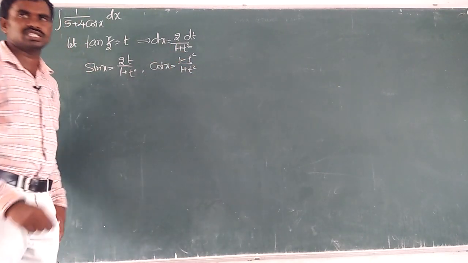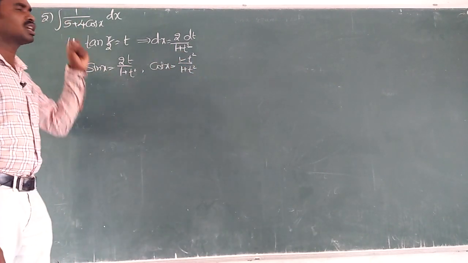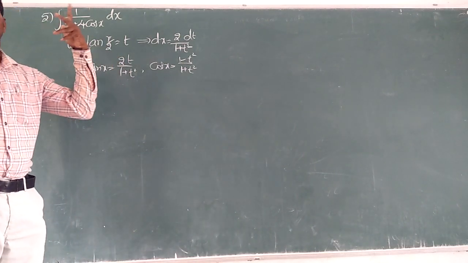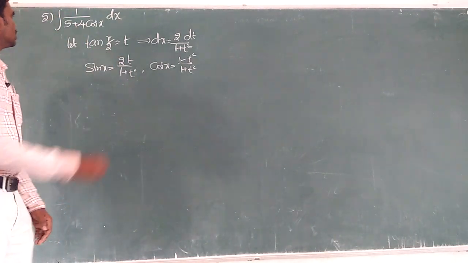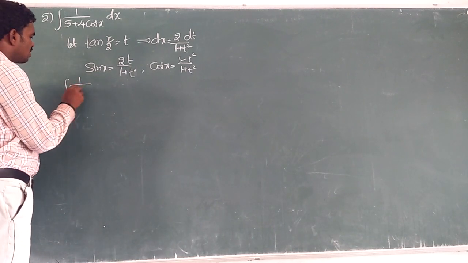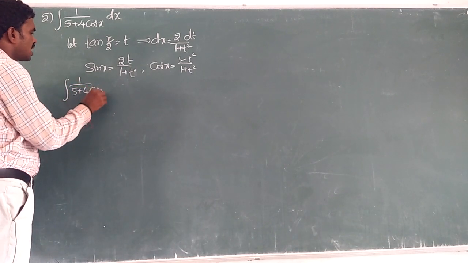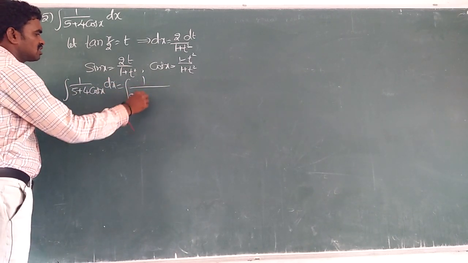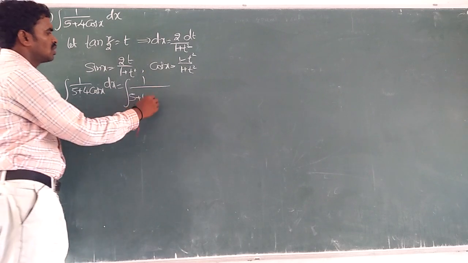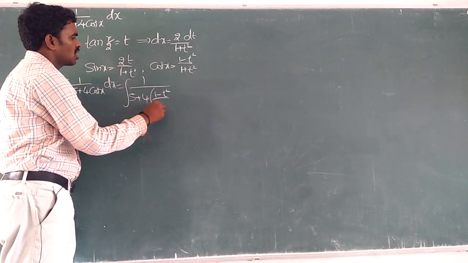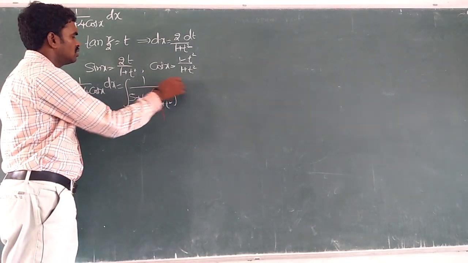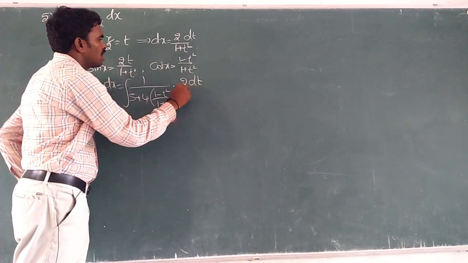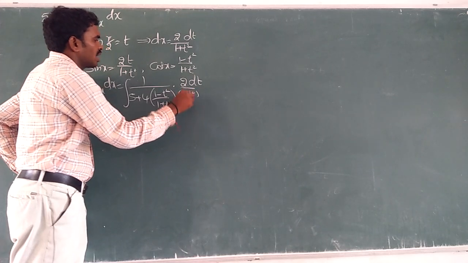First we have to take these whenever the question consists either of cos or of sine, or both cos and sine. Okay. So now 1 by 5 plus 4 cos x dx becomes 1 by 5 plus 4 into cos, which is 1 minus t square by 1 plus t square, and dx means 2 dt by 1 plus t square.